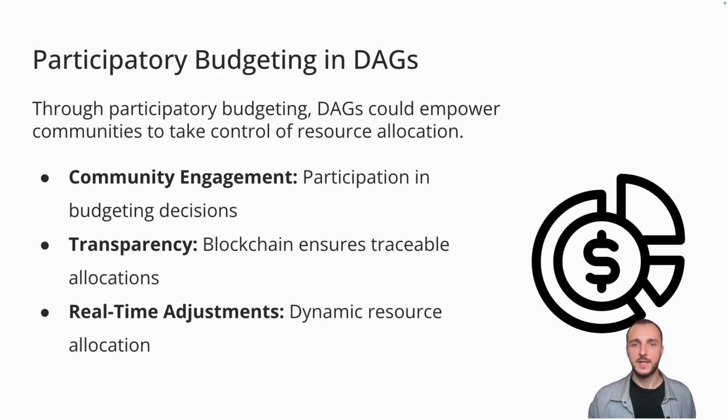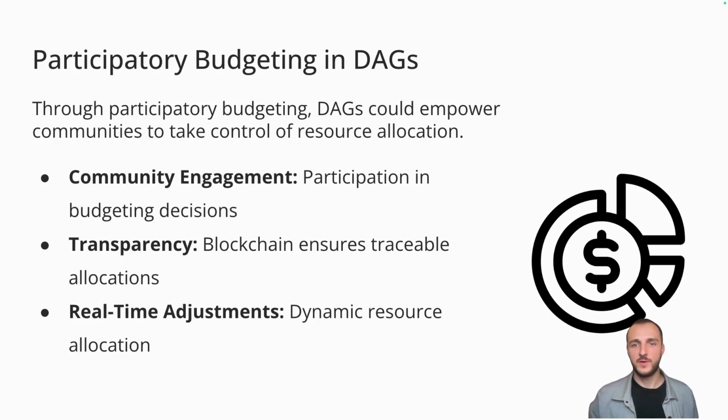For example, in a community using a DAG, citizens might vote to allocate funds towards building a new public park or upgrading local healthcare facilities. With participatory budgeting, these decisions are made transparently, ensuring that the community's needs are met based on direct input from the people who know those needs best. By using blockchain technology, the process becomes fully transparent, with every transaction traceable and accountable. The community can see exactly how funds are spent, preventing mismanagement or hidden agendas.